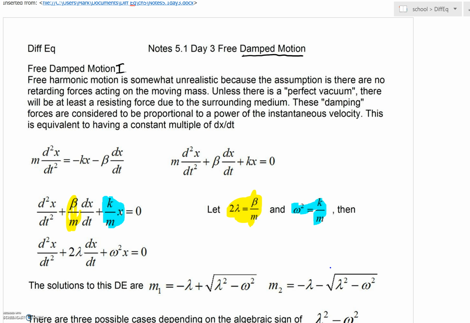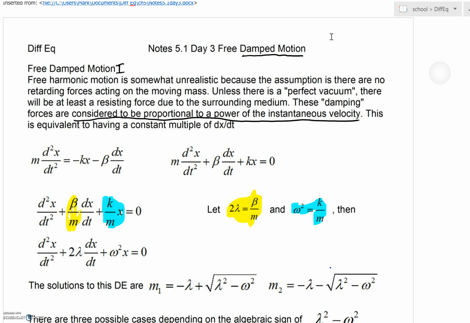Free harmonic motion is somewhat unrealistic because the assumption is there are no retarding forces acting on the moving mass. Obviously, if we were to drop a mass from a spring, we wouldn't see it oscillating forever, unless there is a perfect vacuum. There will at least be a resisting force due to the surrounding medium. And these damping forces are considered to be proportional to a power of the instantaneous velocity. So this is equivalent to having a constant multiple of dx/dt.